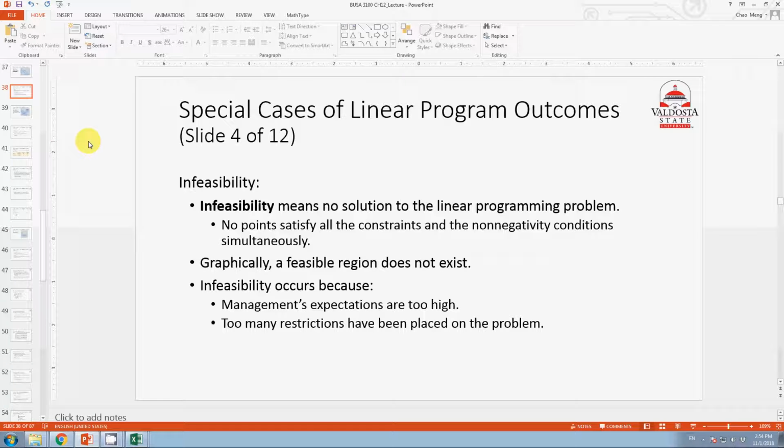So the next topic is called infeasibility. That means we cannot find any solutions to the problem because of the constraints. That means if we plot the feasible solution or region in a plot, it doesn't exist. So why do we have infeasibility? Because maybe the leaders have very high expectations, and we don't have enough resources to meet their requirements.